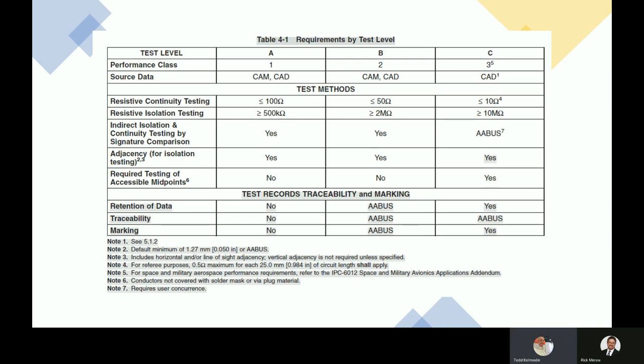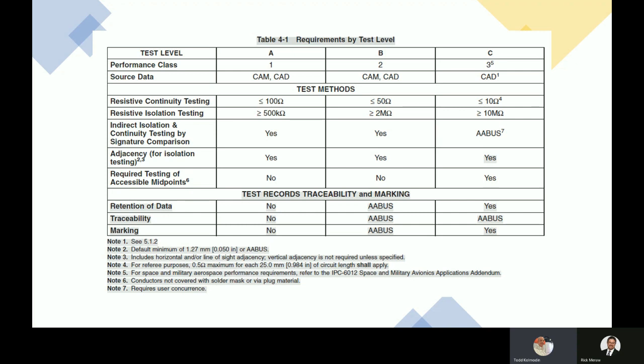When we get into class B or class 2 or test level B and C, things get a little bit tighter. With class 2 board or test level B, that continuity threshold now needs to be 50 ohms or less. So any point to point on the board has to have a value of 50 ohms or less. Again, that seems to be a little loose for today's standards. We know that most of us test a lot tighter than that.